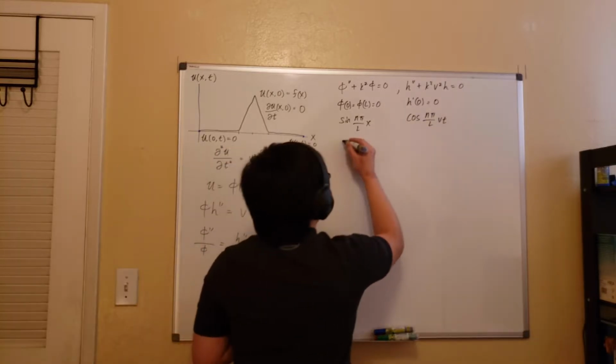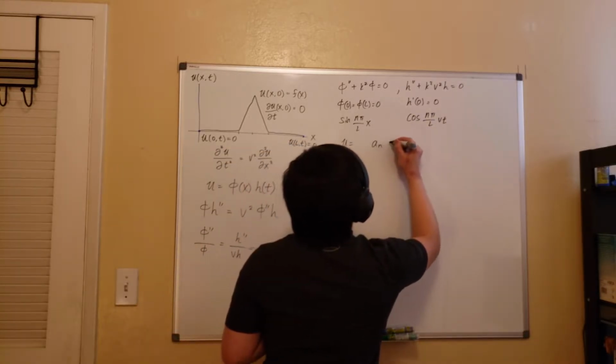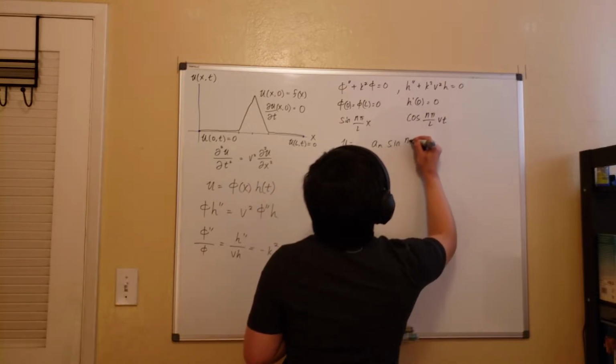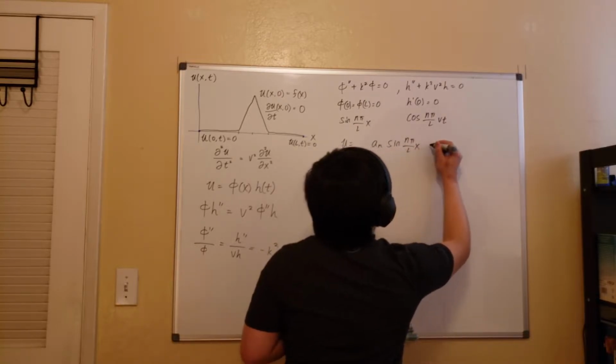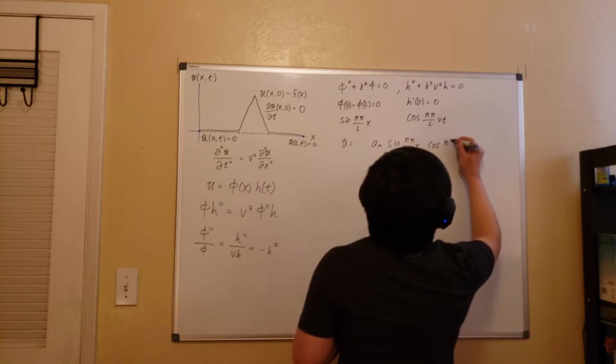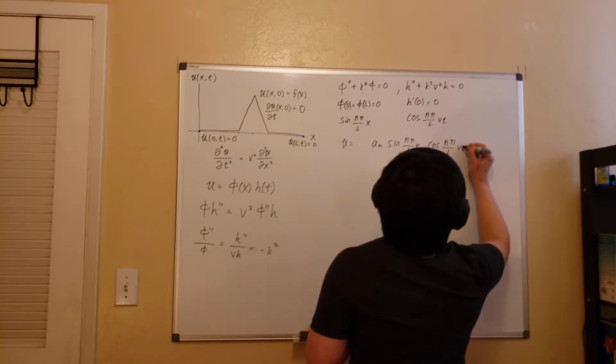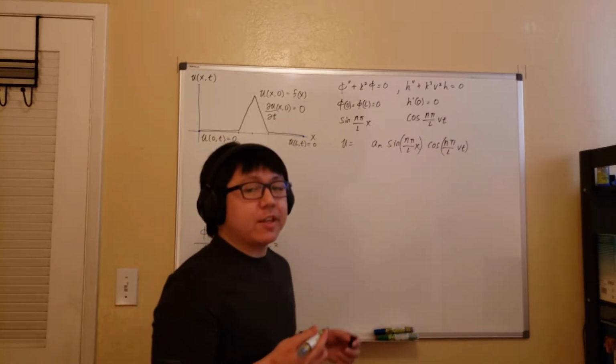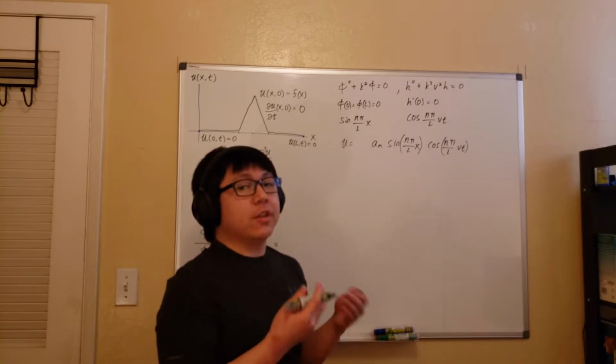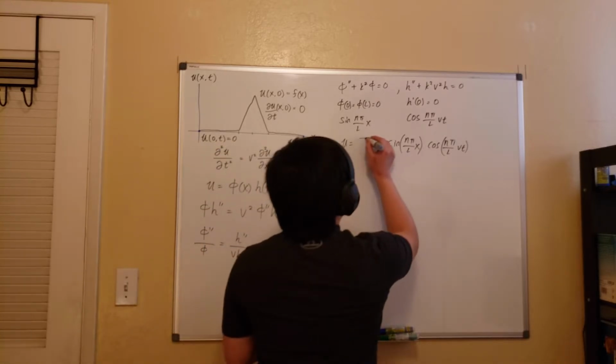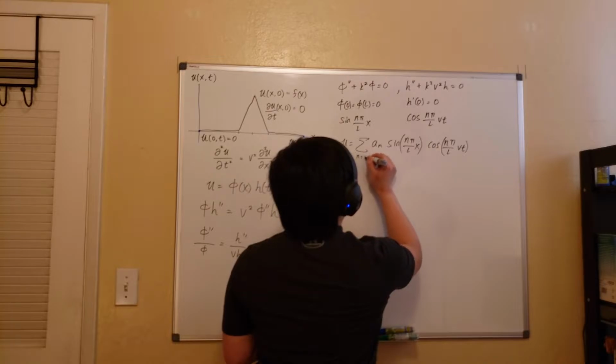Putting them together, we get u equals some arbitrary constant a, sine n pi over L x, and cosine n pi over L vt. The superposition principle states that the sum of all solutions is another solution, so our general solution would be the sum of all these products.